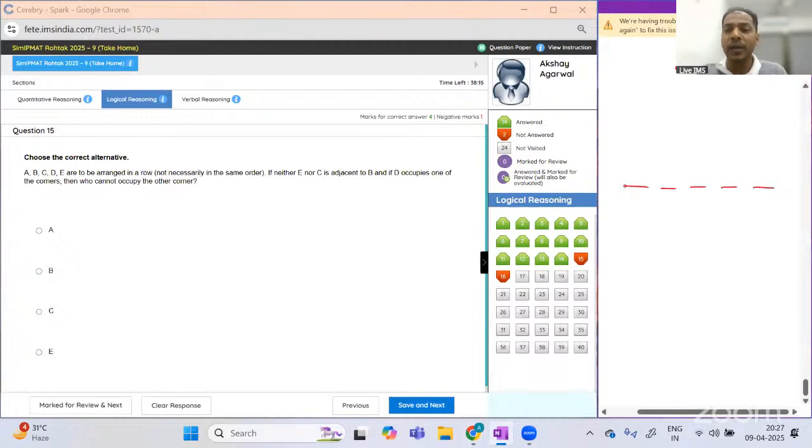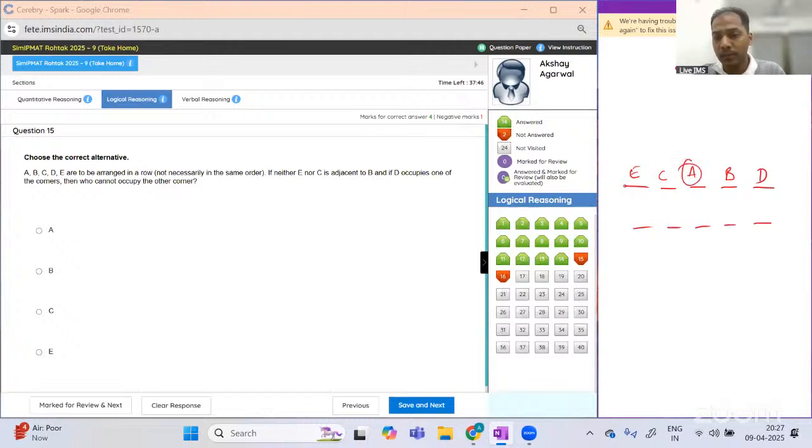So let us put D in one of the corners. D takes this corner. Neither E nor C is adjacent to B. If B comes here, there would be two neighbors. E and C could be over here, or the only case possible is B comes here, and A has to become the neighbor of B, clearly. So A would not be at the edge.